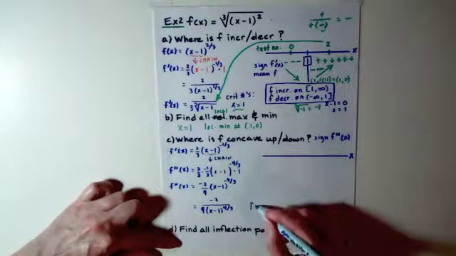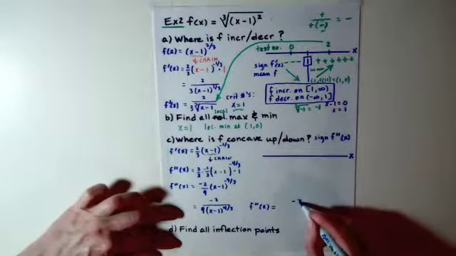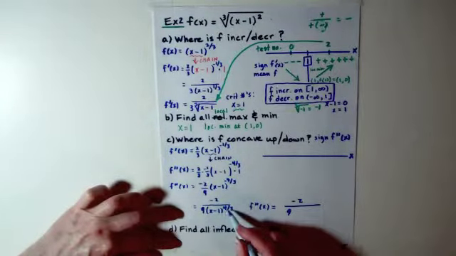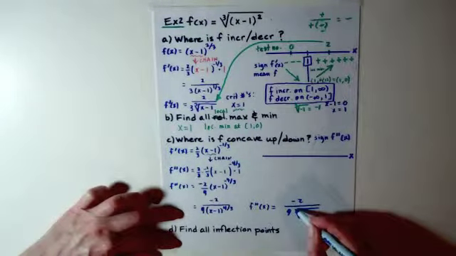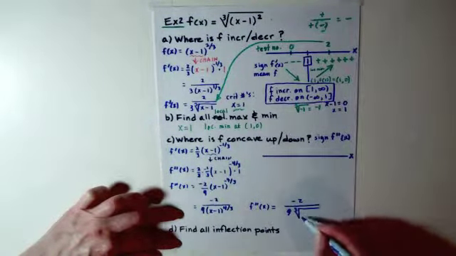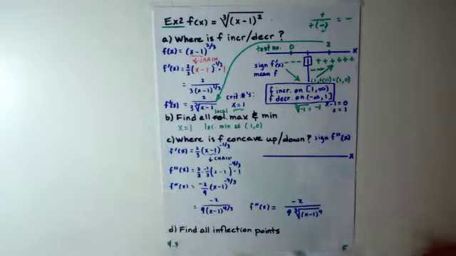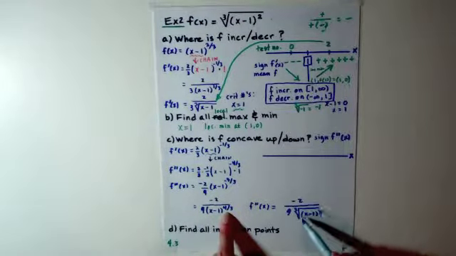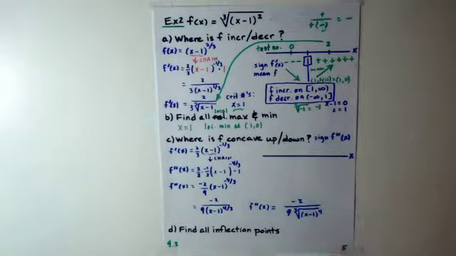Let me just rewrite f double prime of x is equal to negative 2 over 9 times x minus 1 to the 4/3 power, which is the same as taking the cube root of x minus 1 raised to the 4th power. Remember, the number in the numerator of our fractional exponent tells you what power to raise your base to, and the number in the denominator always tells you what root to take. Okay, that's my second derivative.